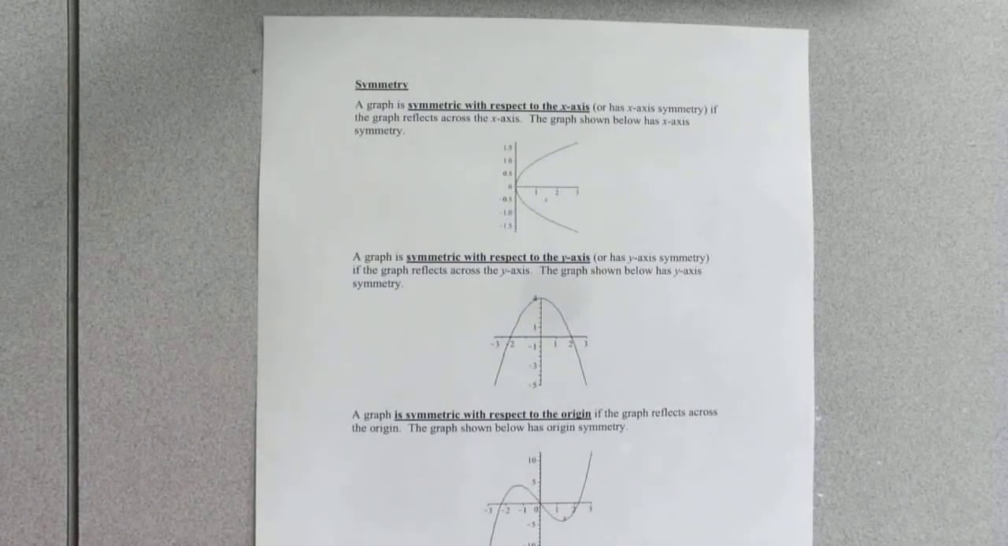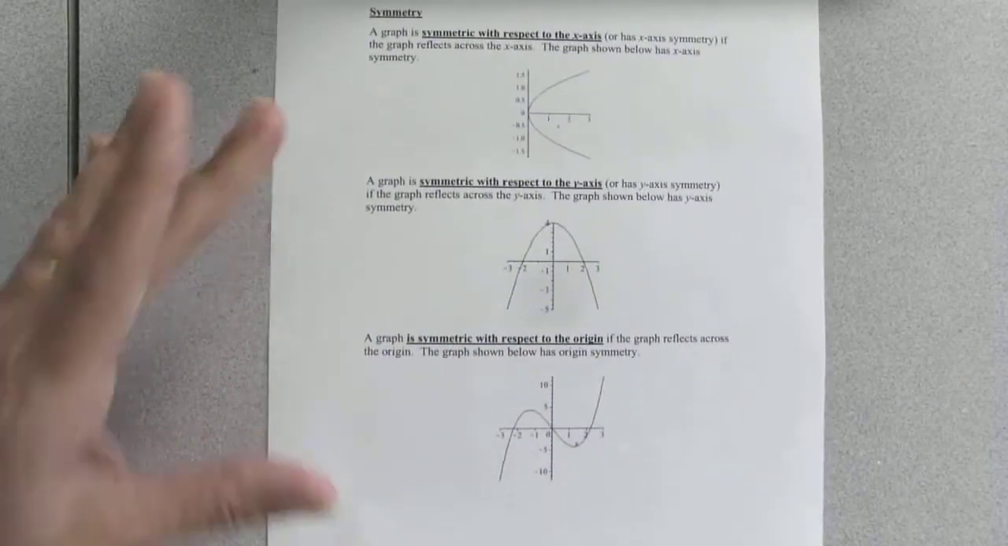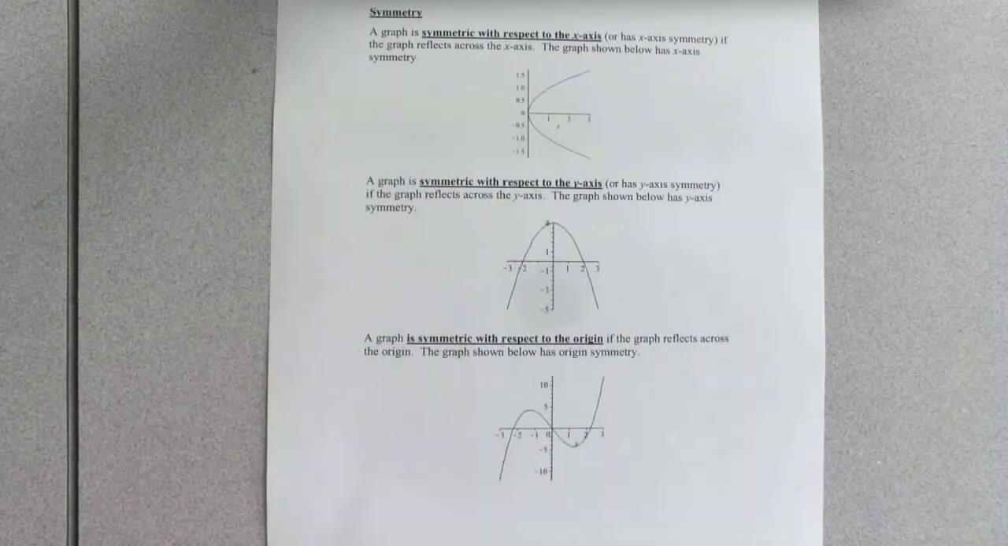A graph is symmetric with respect to the y-axis, or has y-axis symmetry, if the graph reflects across the y-axis. The graph shown below has y-axis symmetry. The y-axis seems to cut the picture in half, or I could fold it along the y-axis. So those two are pretty easy to see. The last one's harder to see.